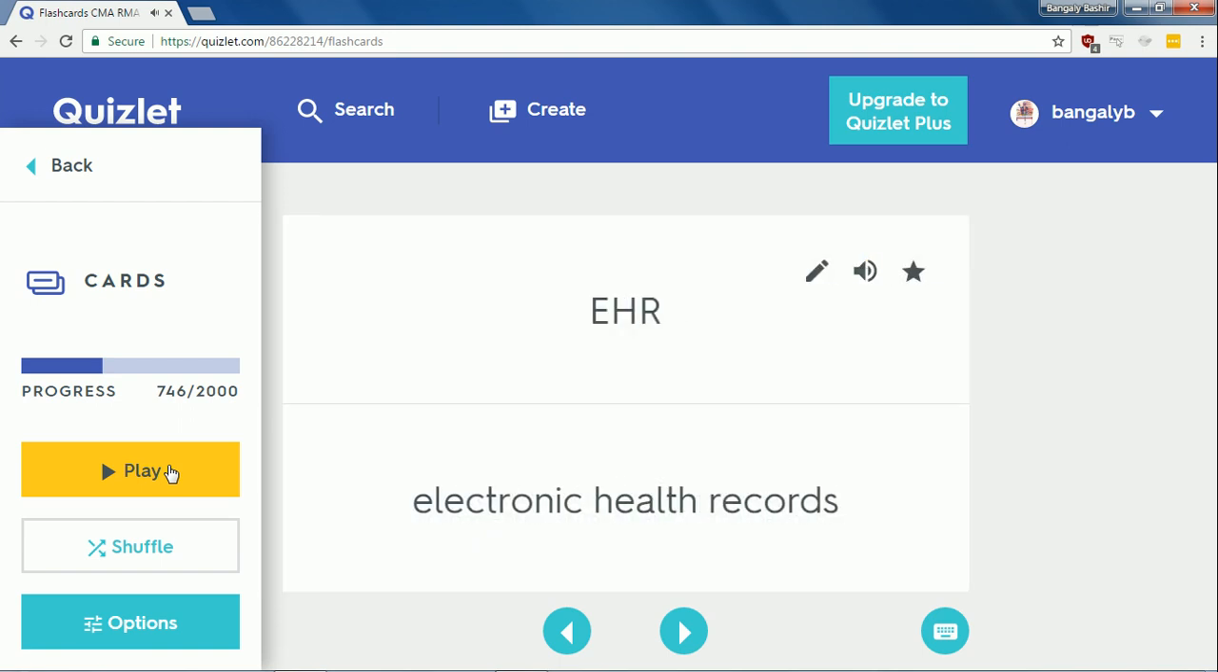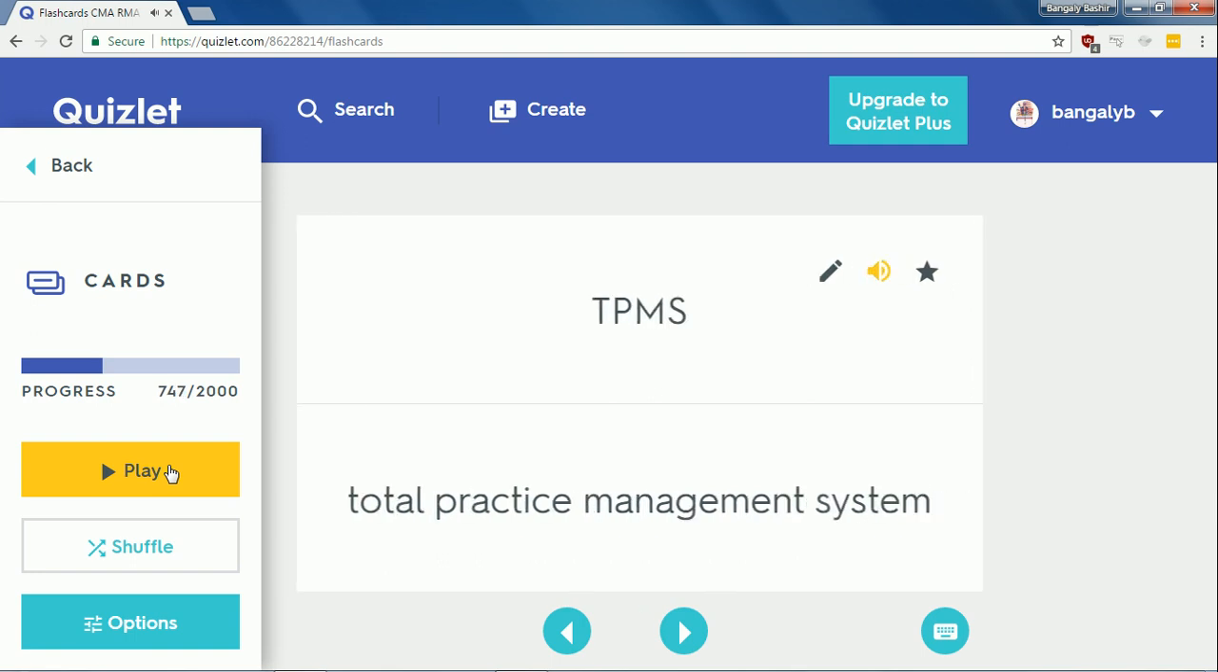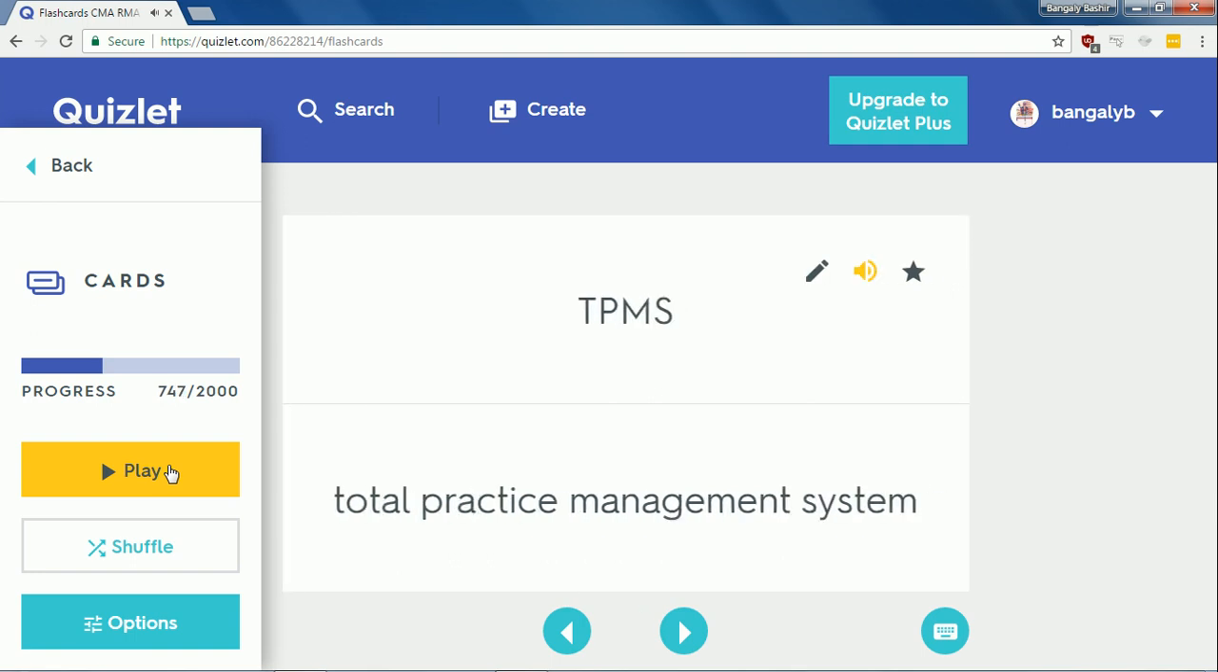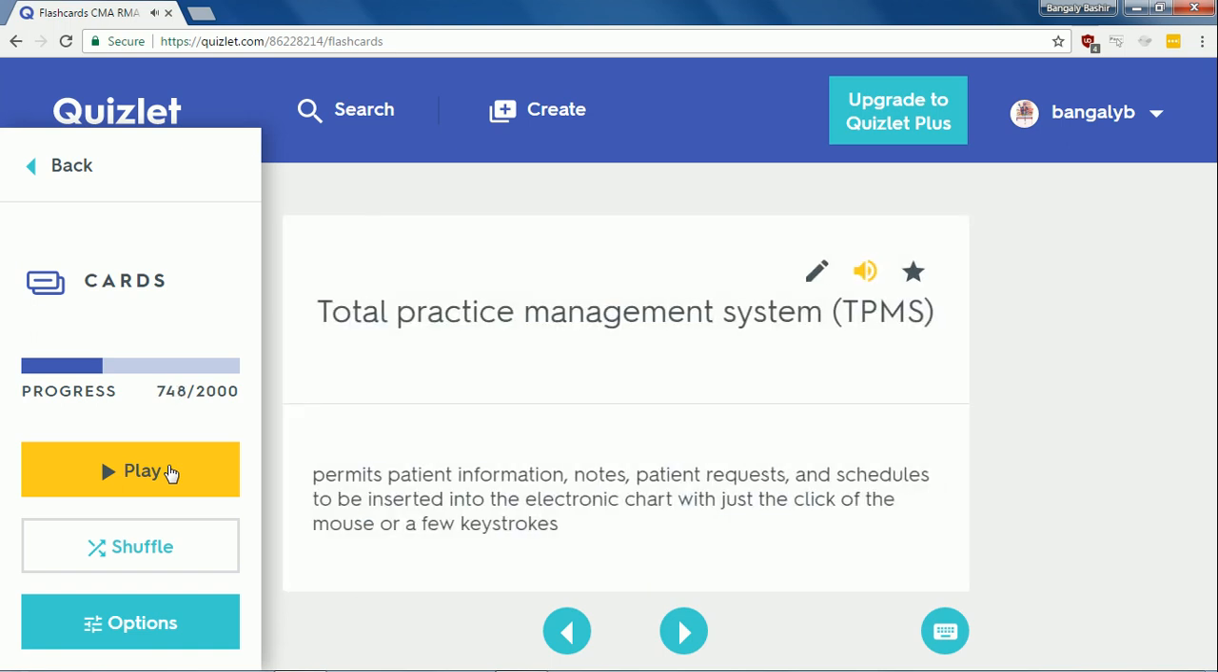EHR. Electronic Health Records. TPMS. Total Practice Management System. Total Practice Management System permits patient information, notes, patient requests, and schedules to be inserted into the electronic chart with just the click of the mouse or a few keystrokes.